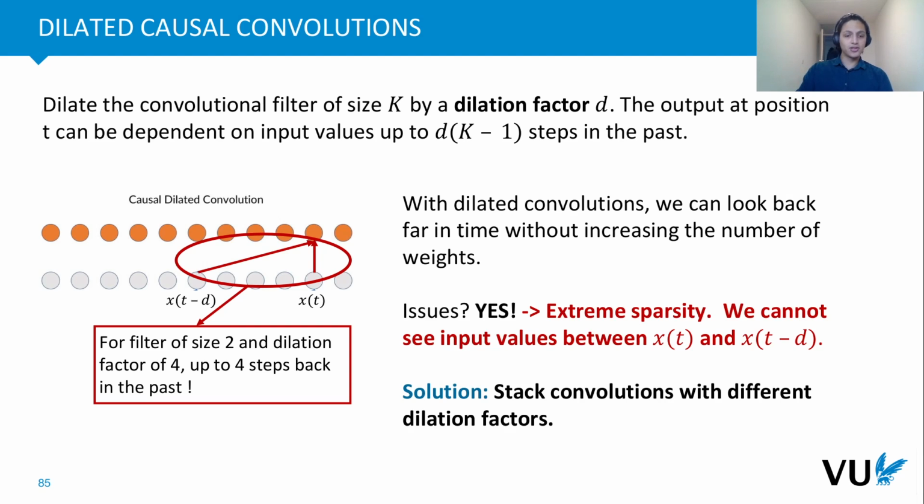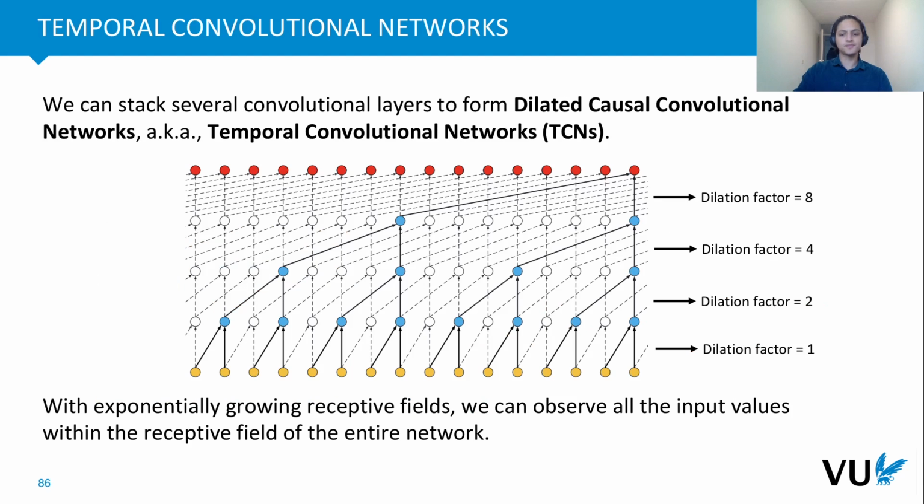So the solution, in order to have long receptive fields in a dense manner, meaning taking into consideration all of the input values within the receptive field, is that we can stack several convolutions on top of one another with different dilation factors. By doing so, we can construct something called a dilated causal convolutional network, more often referred to as a temporal convolutional network, which looks as follows.